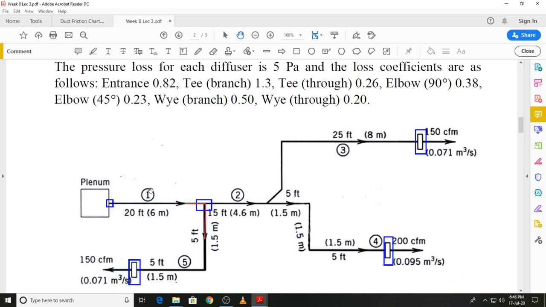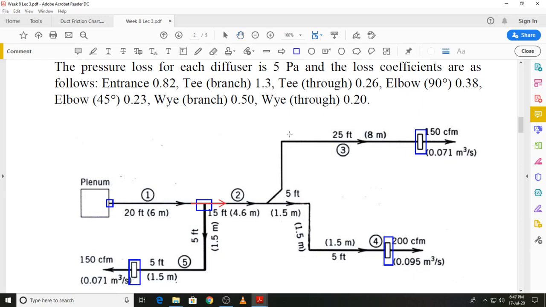So when we move from segment 1 to segment 5, we will include the loss coefficient T branch. On the other hand, T through means that we simply go through the T from one segment into the next segment, that is from segment 1 to segment 2. So we have different loss coefficient depending on whether we are going through that fitting or from that fitting into a branch. Then we have an elbow, 90-degree elbow.